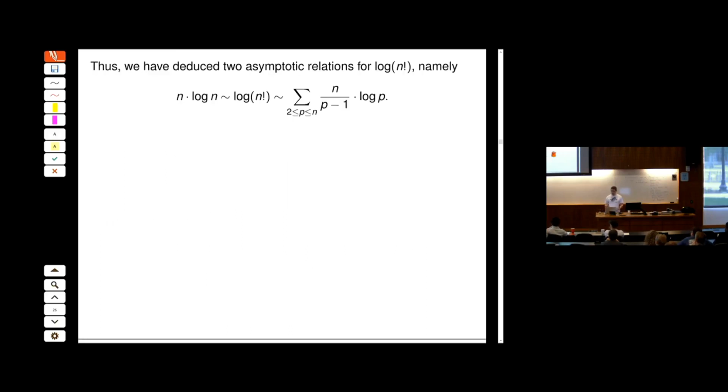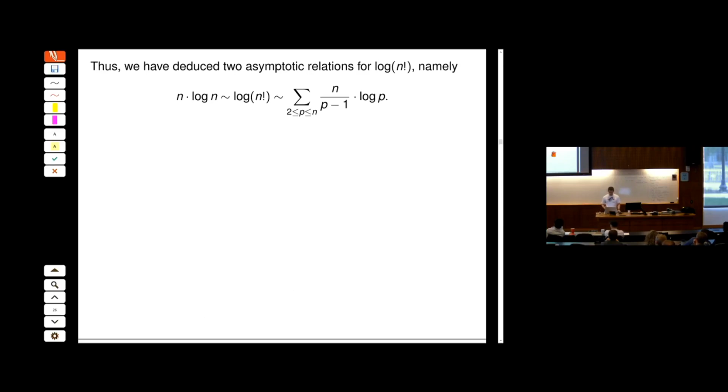And then we've deduced two different asymptotics for log of n factorial. The one on the right I haven't really proved is an asymptotic, but I think that should be about the right size of log of n factorial. And again, you can go carefully and see that those errors don't amount to much, and in the limit it would be asymptotic. So I have that n log n is asymptotic to the log of n factorial, and also asymptotic to that formula in terms of primes.